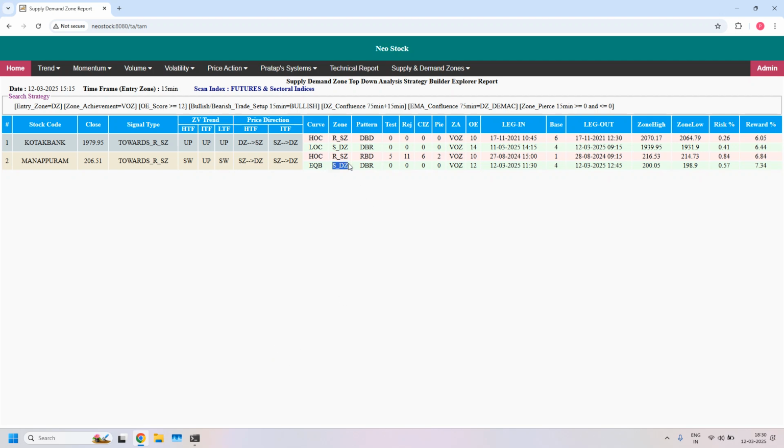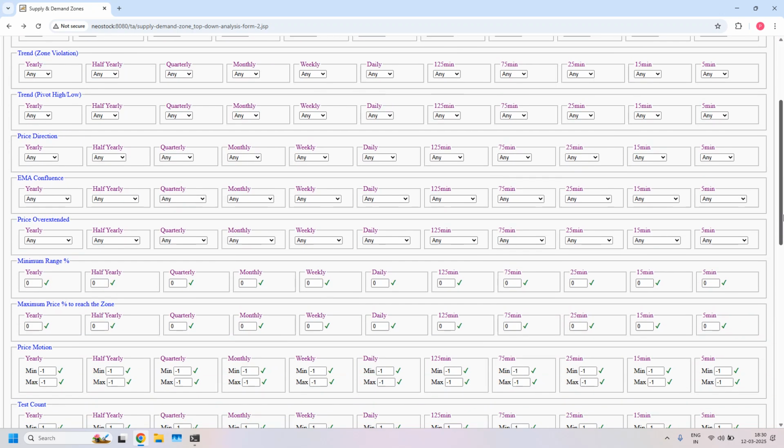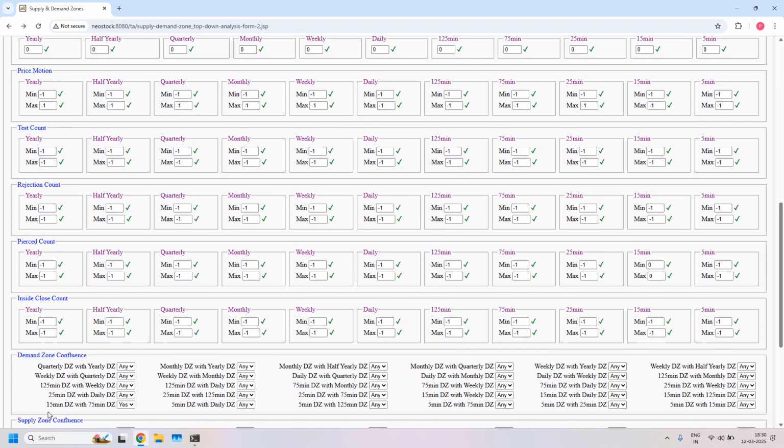These 15 minutes demand zones are overlapped with 75 minutes demand zone, and that 75 minutes demand zone is having daily EMA confluence. Okay, next we will look into LTF, ITF and HTF demand zone confluence supported stocks. I am removing this EMA filter. So in the demand zone confluence, we should set 3 filters. The first filter is already enabled.